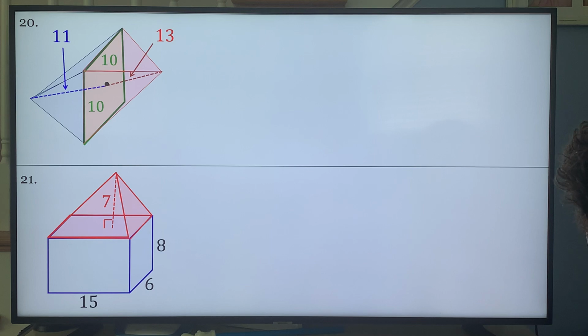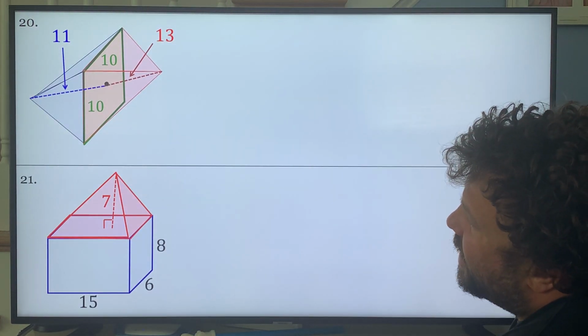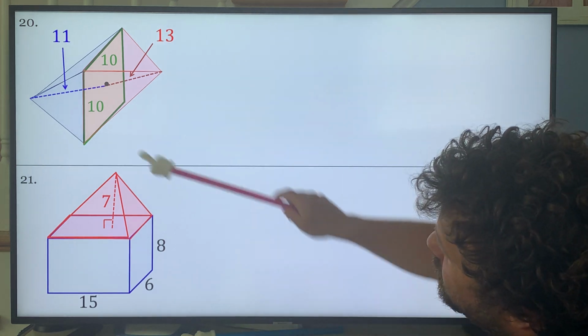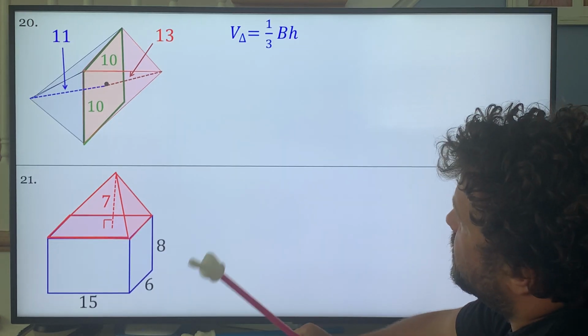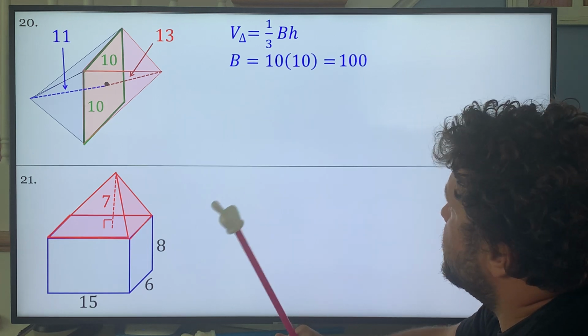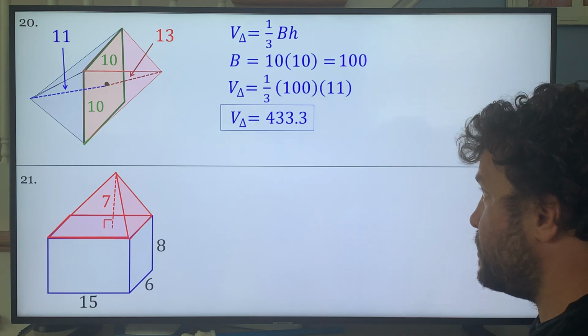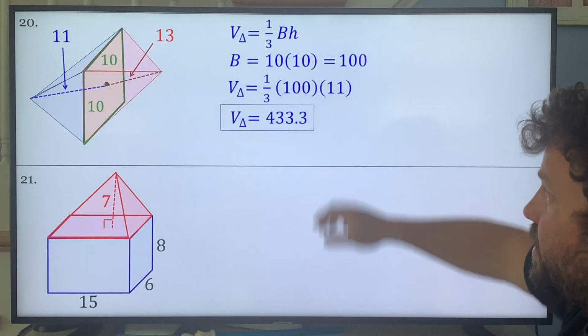Boom, another 2. What do you see? I see 2 pyramids again. 2 pyramids with a square base. So the volume of the blue pyramid, 1/3 BH. The base is 10 times 10, which is 100. The height is 11. 1/3 of 100 times 11 is 433.3.